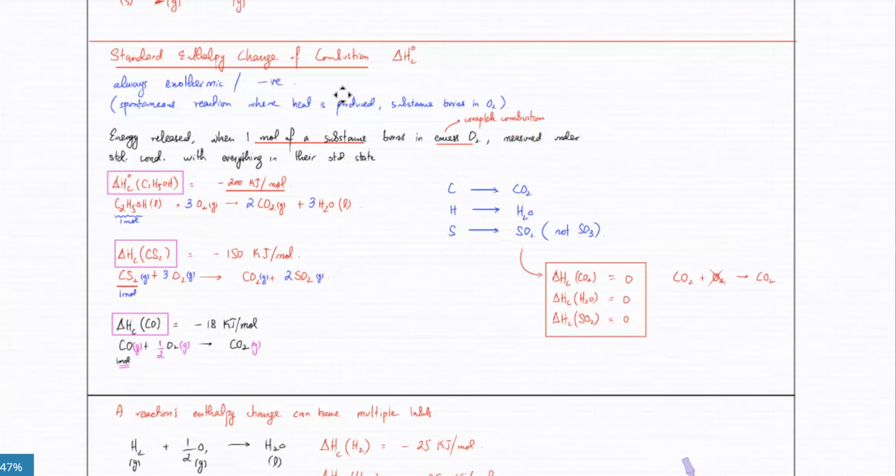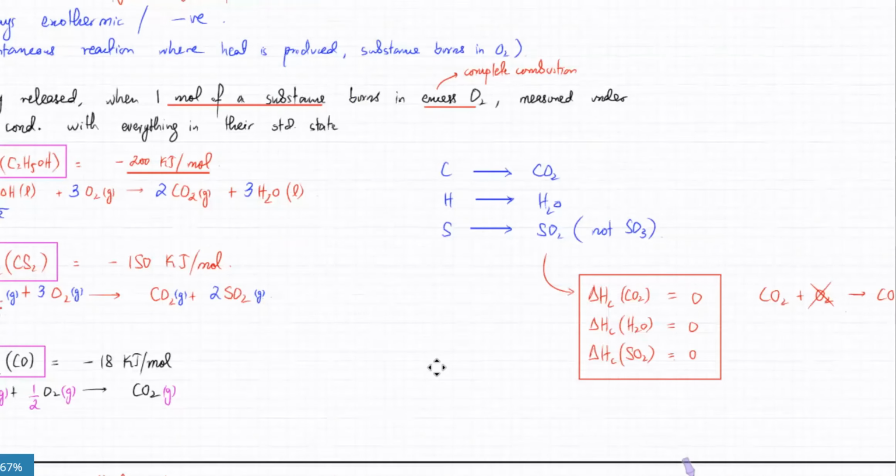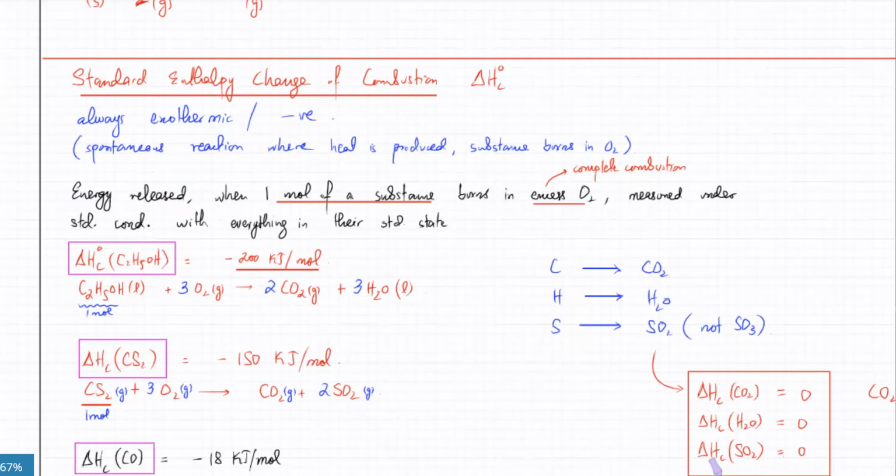Then we did enthalpy change of combustion. In enthalpy change of combustion, it's the energy that is released when 1 mole of a substance burns in excess oxygen, measured under standard conditions with everything in the standard state. And we talk about burning it in excess oxygen. So that means complete combustion.